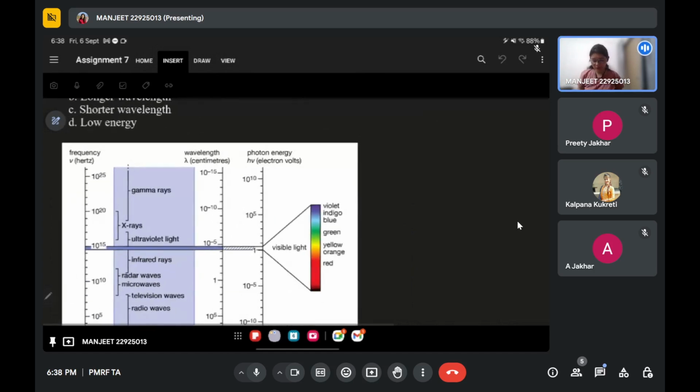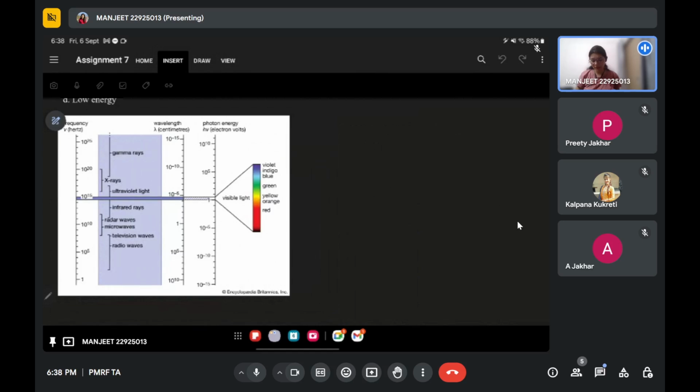So if you see, this is the spectrum of the electromagnetic waves. This is the frequency range, and here the frequency is increasing. This region belongs to the radio waves. This is television, this region is radar and microwaves, this is the infrared, and this is the visible light, and this is the UV, ultraviolet, then X-rays and gamma rays. In the frequency order, gamma ray has the highest frequency.